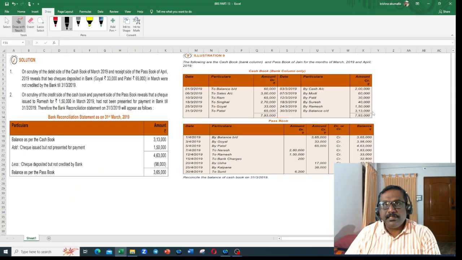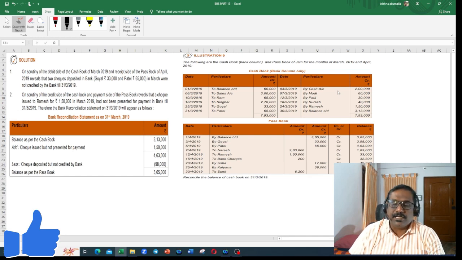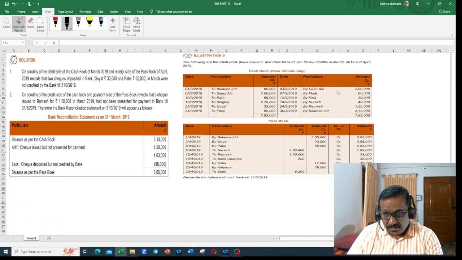Okay, guys, let us read the problem. Following are the cash book, bank column, and passbook of Jane for the months of March 2019 and April 2019. This is very important. Cash book was given for March and passbook was given for April.